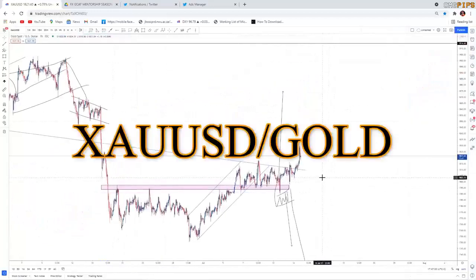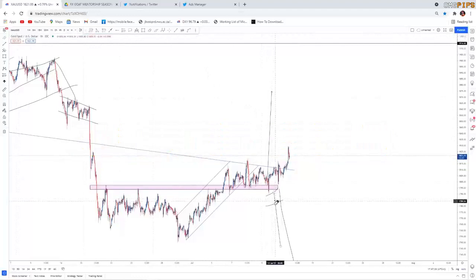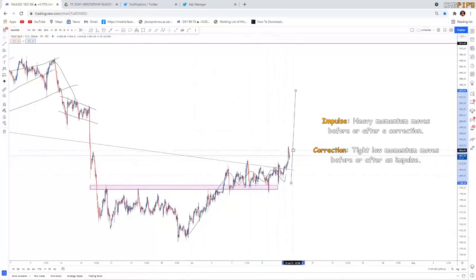So guys, when it comes to gold, I remember I had analysis on FX gold as well. If you didn't watch them, go watch them with immediate effect. If we look at this, I said for me this was an impulse to the upside. This was a correction sideways. Now we're waiting for continuation movements to the upside, because this was a bullish continuation flag.